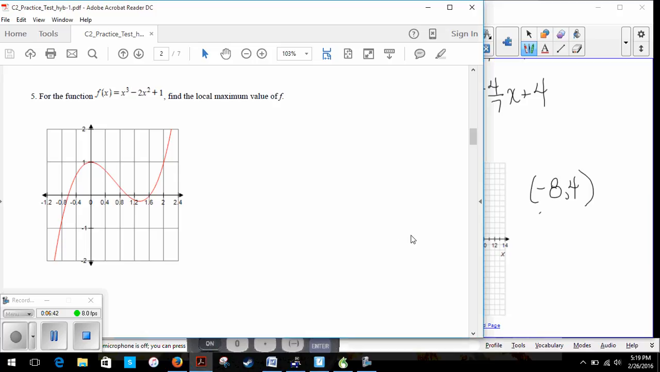Find the maximum value of f given the function. And so we're looking for where we hit a peak. We hit a peak at 0. The value is a 1. So the local maximum value of f happens at x equals 0. The maximum value is a 1. And so for maximums, you're just looking for where it peaks out locally.